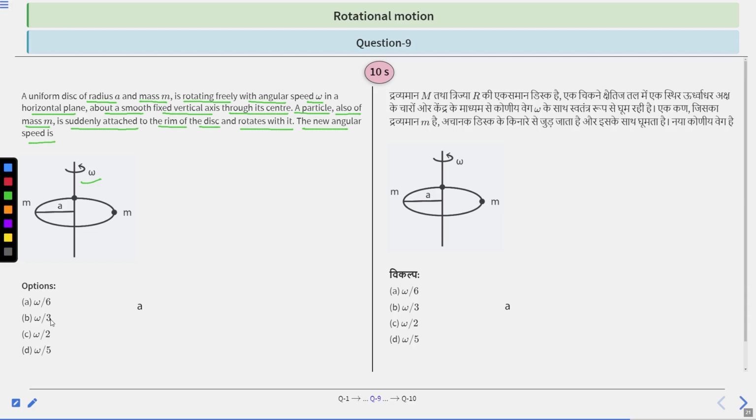Which option is correct? Option A is omega by 6. Option B is omega by 3. Option C is omega by 2. And option D is omega by 5. So which option is correct? You have 10 seconds to solve this question. After 10 seconds, we will provide the solution. Clear?